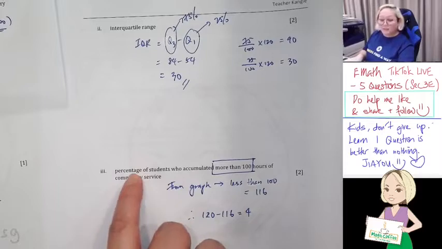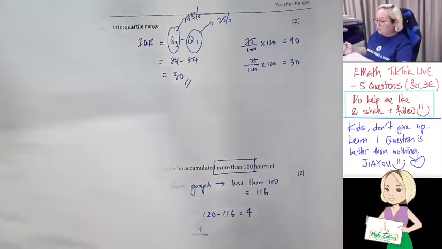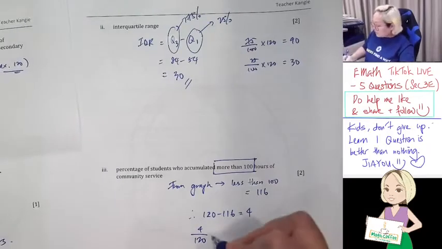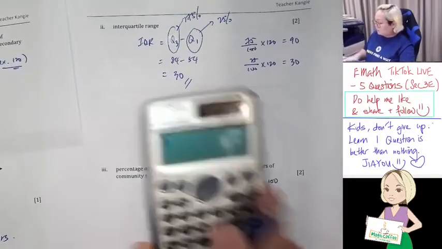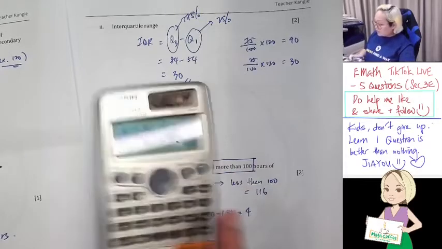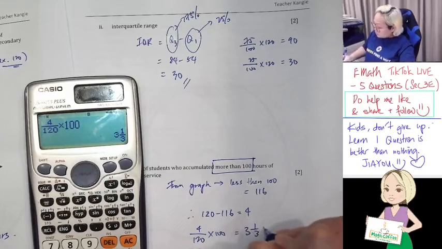But again, next they ask for percentage. So it's 4 out of the total students, which we know is 120. So 4 over 120, multiplied by 100. And that will give us 3.13%. Done.